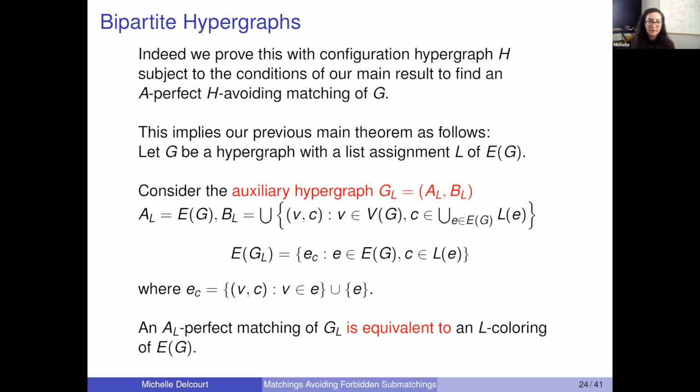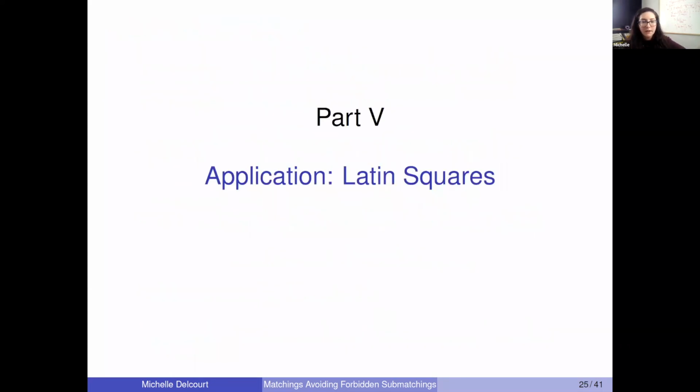So this context is really handy, and there are a lot of very natural applications, especially when dealing with things like rainbow matchings and bipartite graphs, not even the hypergraph case, but just thinking about bipartite graphs. And a lot of the auxiliary hypergraphs end up looking something like this, where you're taking vertex color pairs and extending them with the edge or various things.